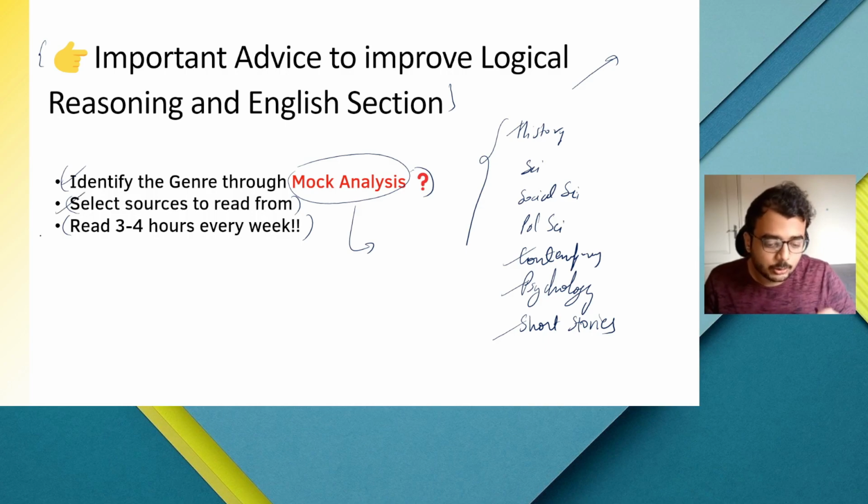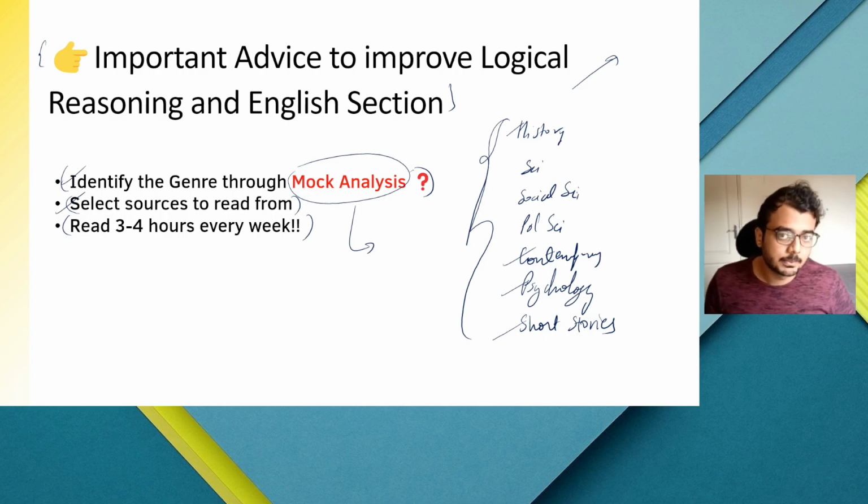ठीक है? Now, you have to select sources to read from. जिस भी तरह के पैसेज में आपको दिक्कत आ रही है, you have to select sources जहाँ पे उस तरह के पैसेज आते हैं, okay, and read on them for 3 to 4 hours every week. This would certainly, in a span of 2 weeks, I can almost guarantee, help with your comprehension problem in that particular genre, any genre, or any other genre also, it would definitely help.